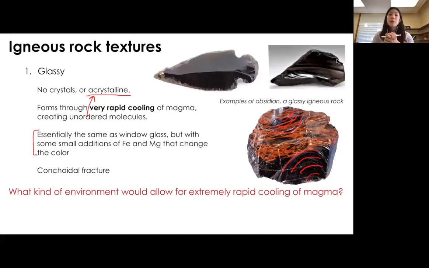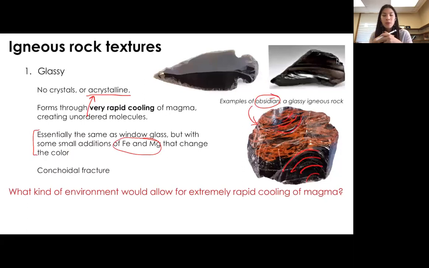They also would be about the same color as window glass normally, so kind of clear, except for the fact that in the formation of these glassy rocks, we tend to get a little bit of iron and magnesium, just a small trace amount, and that can significantly change the color. So we're more used to seeing these glassy rocks as obsidian that's black, but it can also have strands of orange in it as well as some other colors.